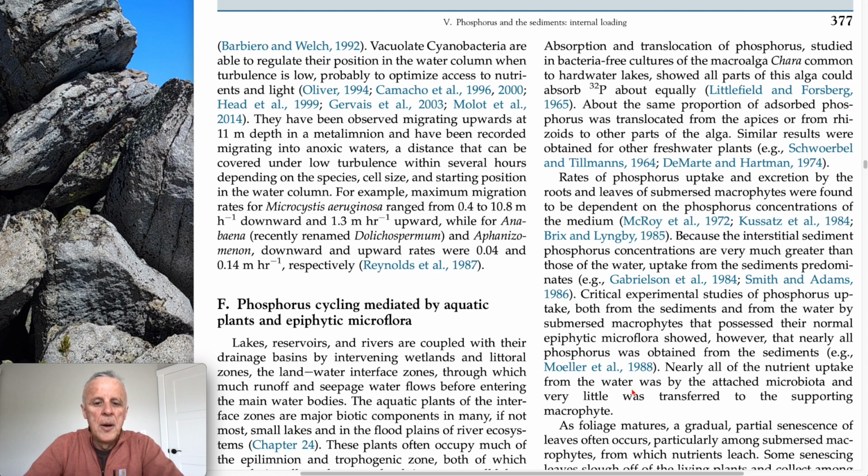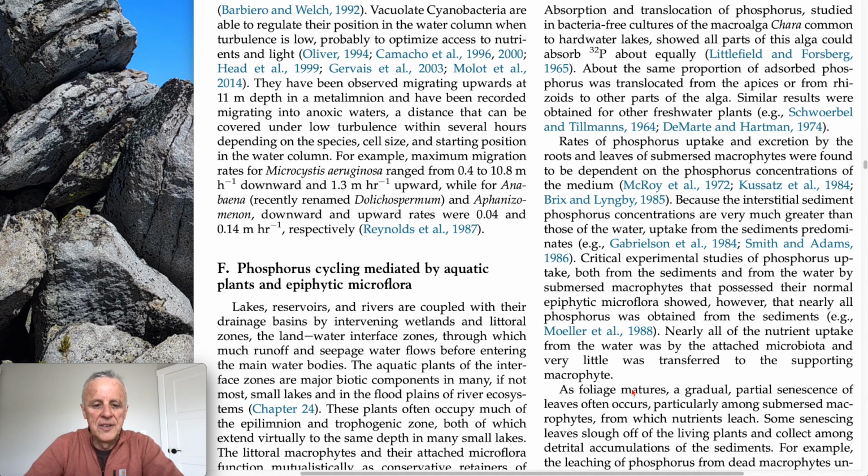For example, maximum migration rates for Microcystis aeruginosa range from 0.4 to 10.8 meters per hour downward and 1.3 meters per hour upward, while Anabaena, recently renamed Dolichospermum, and Aphanizomenon downward and upwards were 0.04 and 0.14 meter per hour respectively.